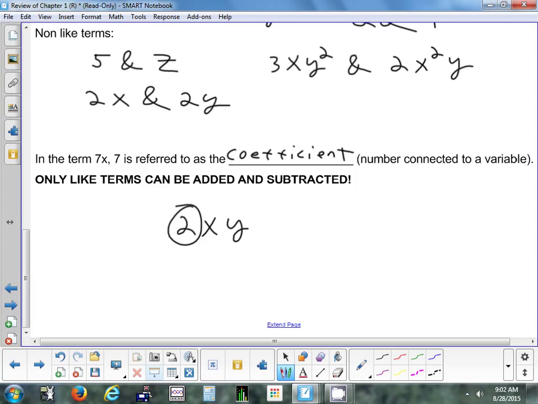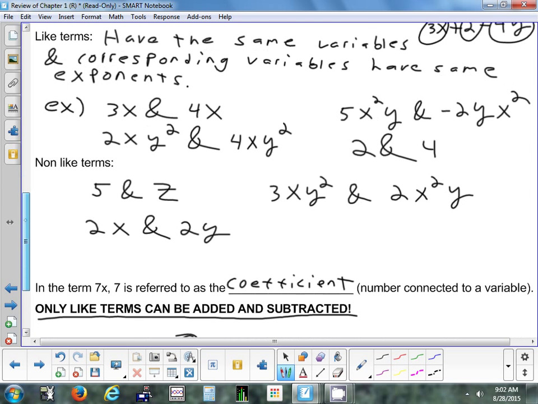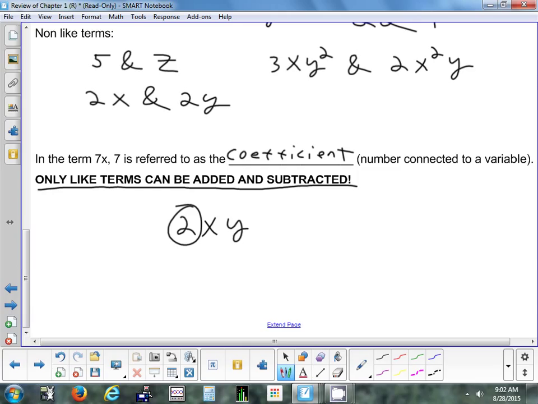And this part we stressed earlier, only like terms can be added or subtracted. So none of these three things, if I asked you to add or subtract, can't do it. All of these could be added and subtracted. 3x plus 4x would be 7x. We'll talk more about that in chapter 2. Any questions on that?